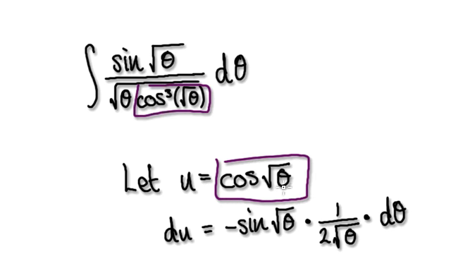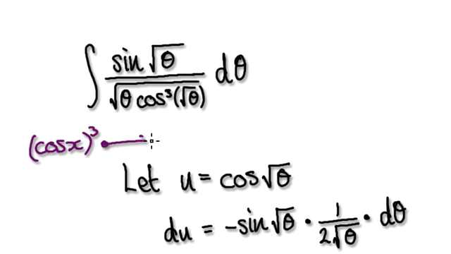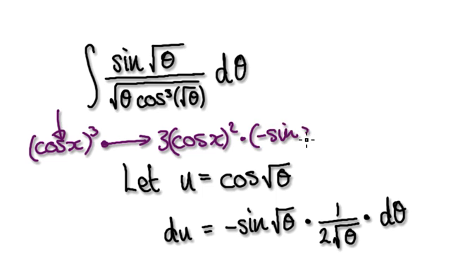Make u to be cos of square root of theta, because if you start from here, let's just imagine it to be, I know this thing is buried within a square root, but let's imagine it to be something like cos of x and then to the power of 3. If you try and differentiate this, it will give you 3 cos of x squared, and then you've got to times with the derivative of this, so that would be times negative sine of x.